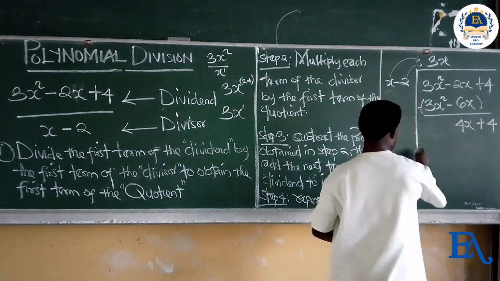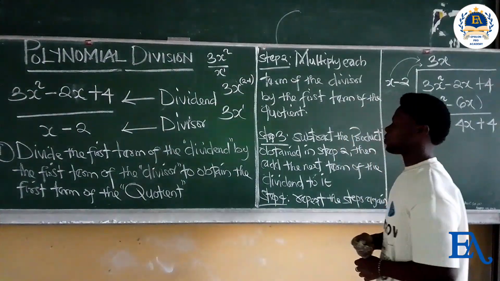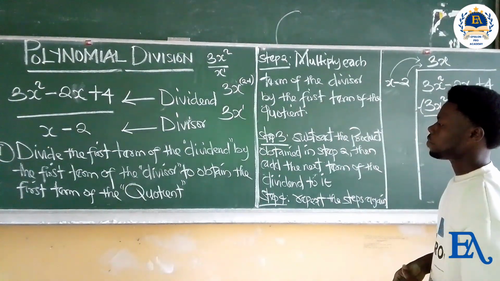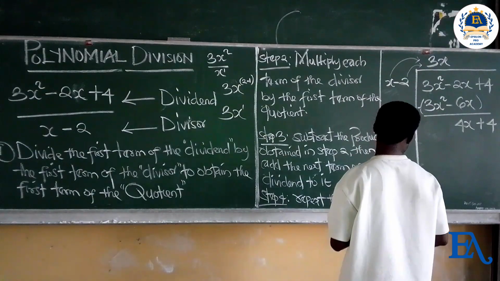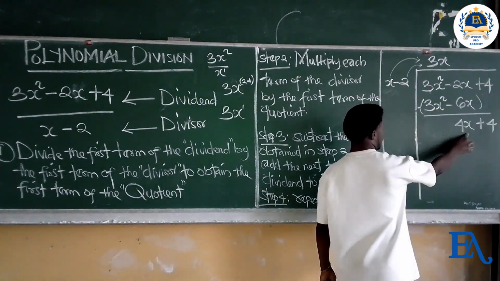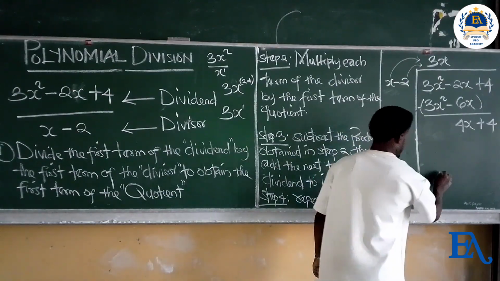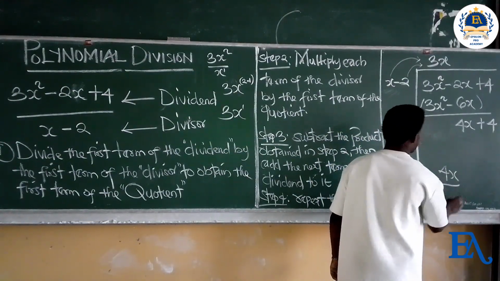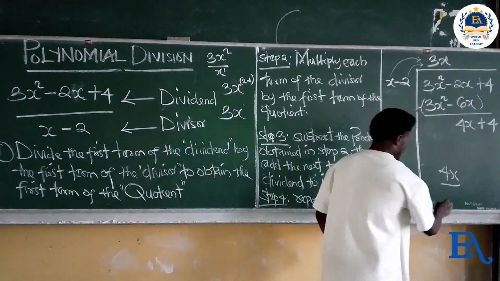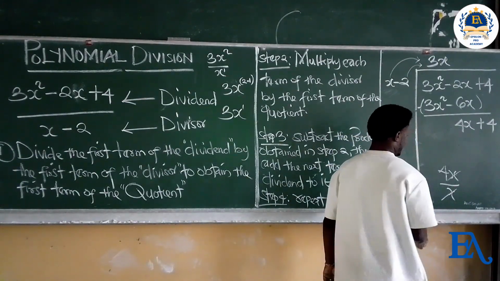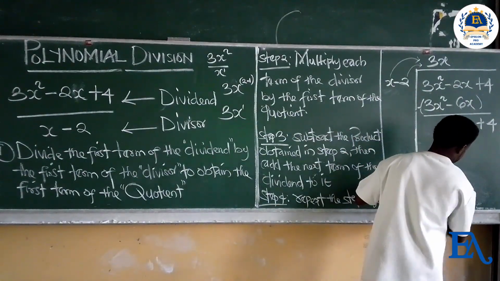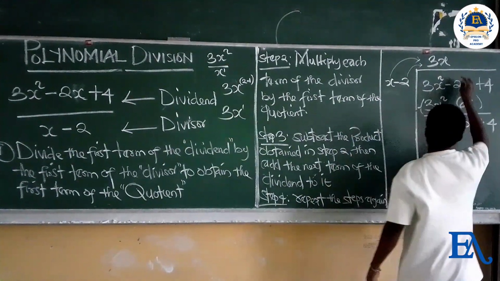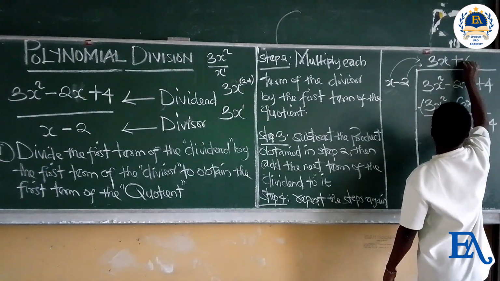So repeating the steps again, starting from step number 1. Step number 1, divide the first term of the dividend by the first term of the divisor. Obtain the first term of the quotient. So the first term of the dividend on the board is 4x. That will become 4x divided by the first term of the divisor, which is x, and x cancels x. We are going to be left with just 4. Take note of this. So that becomes the first term of the quotient, plus 4.